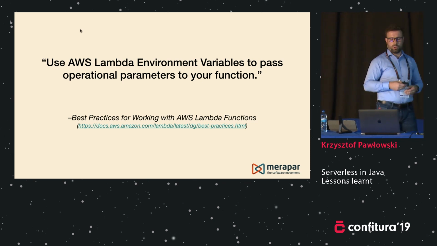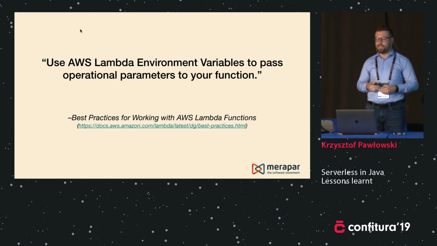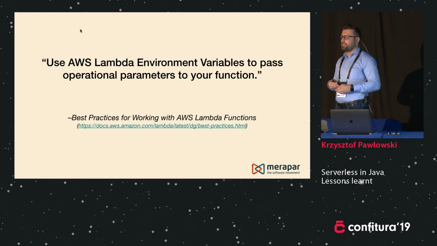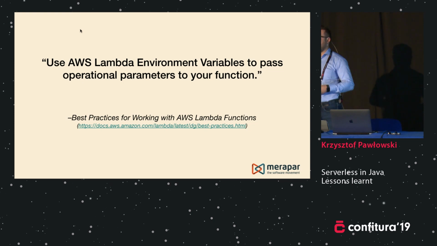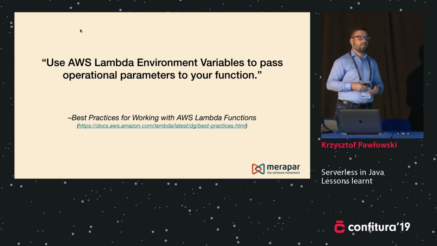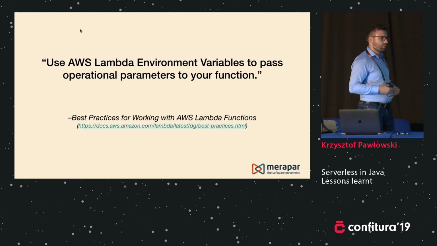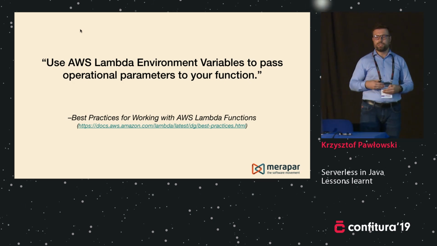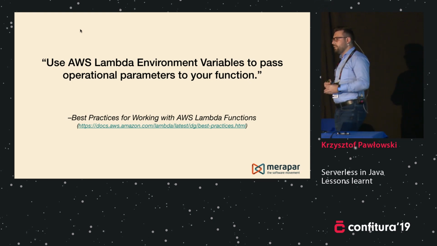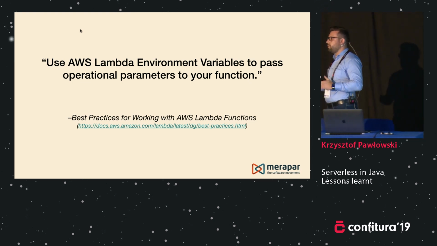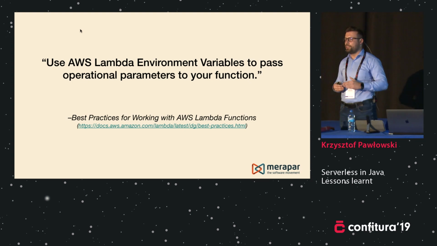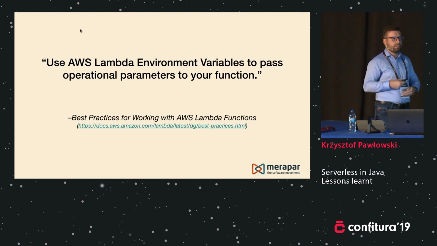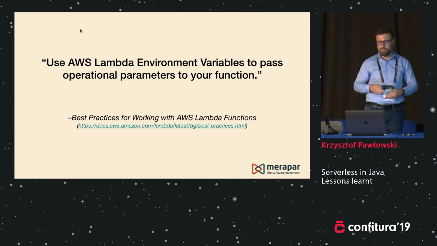Another good practice is to use AWS Lambda environment variables to pass operational parameters to your function. Going back to the example of a Spring Boot application, there we have a YAML file with the configuration of your application, so you don't need to redeploy your application if some configuration needs to be changed. It's a little bit harder here because you have one jar file that is being put on the storage. So how can you easily modify the configuration of your application, given that you don't have access to the execution environment?